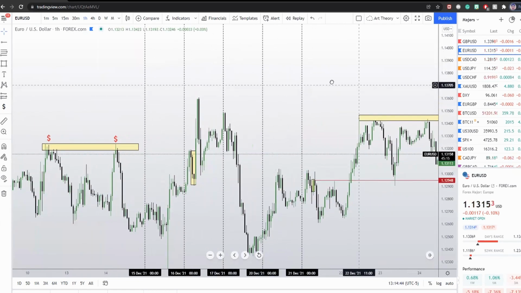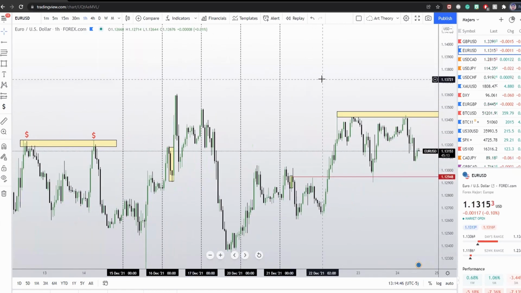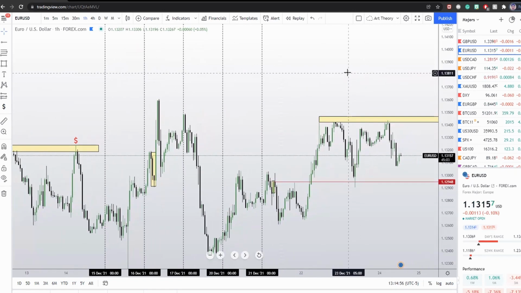But like I said, this is one of ICT's concepts, one of his trading styles or trading setups that he used to use. I'm pretty sure he doesn't do this anymore because, like he said, he's now more of a scalper / day trader. He loves to get in and out of the market. And that's kind of what I'm doing as well now.